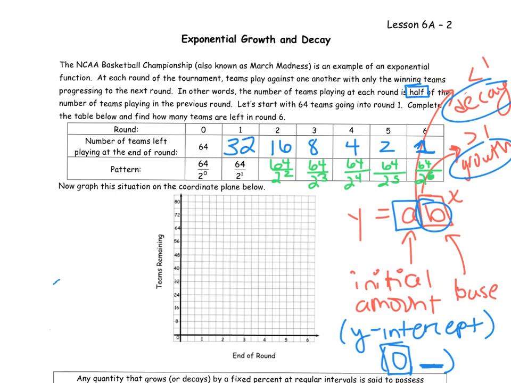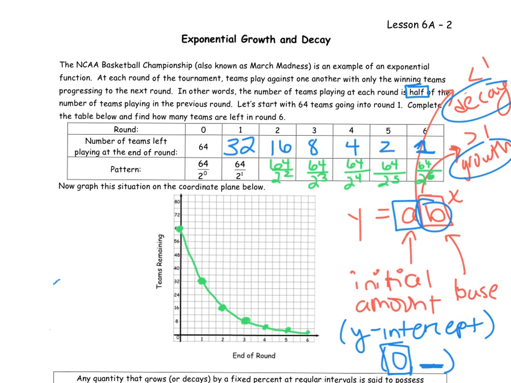So let's actually start to plot these points. I have a point at (0, 64), (1, 32), (2, 16), (3, 8), (4, 4), (5, 2), and then (6, 1). All right, and again, we're going to connect them with a nice smooth curve as best you can. And there we go.